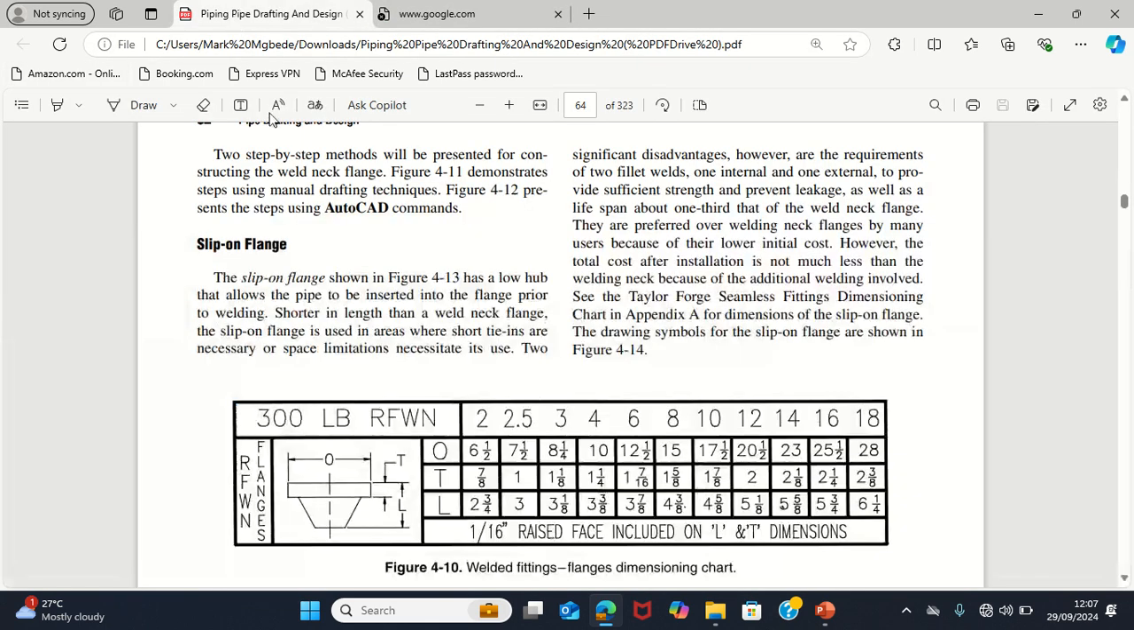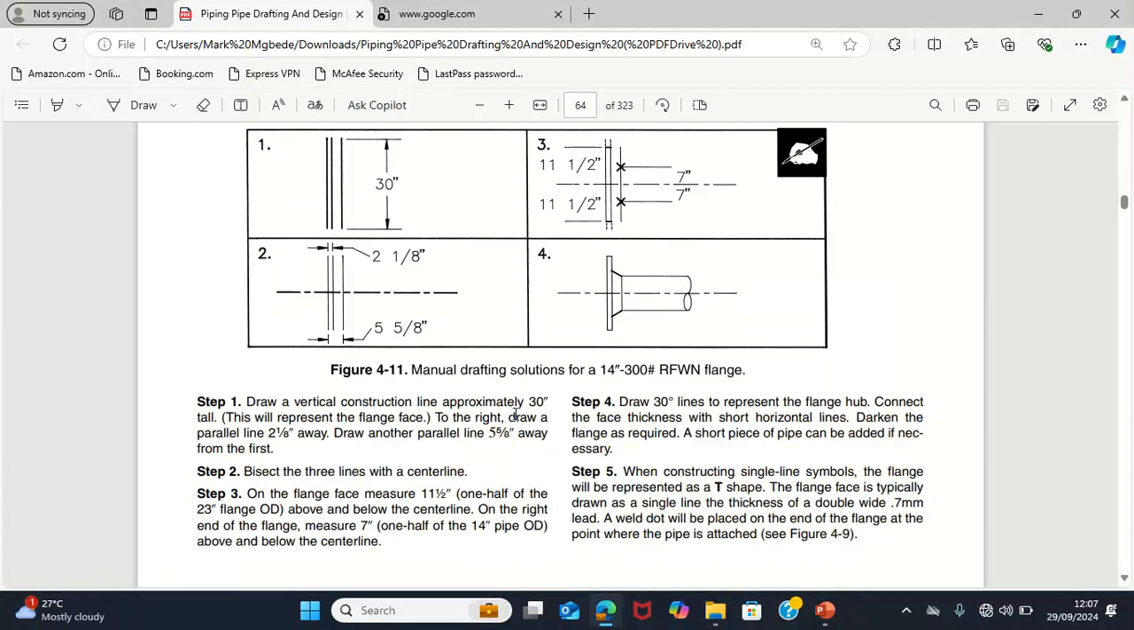No, the slip-on flange is a flange that has a hole of the same diameter as the outer diameter of the pipe. Then the pipe goes into the flange, and once the pipe goes into the flange, the pipe and the flange are welded together on the two ends of the flange. At the surface of the flange to be connected, you weld the pipe to the flange, and at the back you still weld the pipe to the flange.